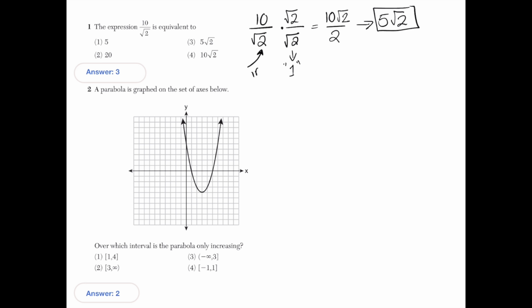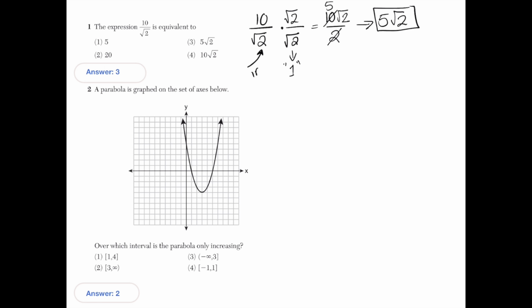All right, so let's hit pause here and jot this down into your notes. And again, if you're wondering, how did you get that again, Sarah? Well, all I did was I divided 10 by 2 to get 5, and then the square root 2 was what remained. Let's look at number 2.